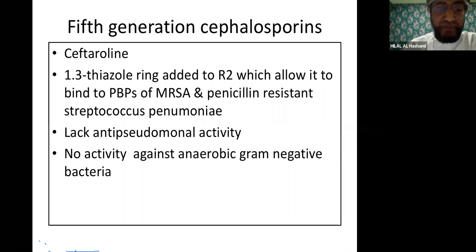The fifth generation cephalosporin is ceftaroline. So ceftaroline is the fifth generation cephalosporin that has anti-MRSA activity and anti-Enterobacteriaceae coverage, but ceftaroline lacks anti-pseudomonal activity. And also there is no activity against anaerobic gram-negative bacteria.